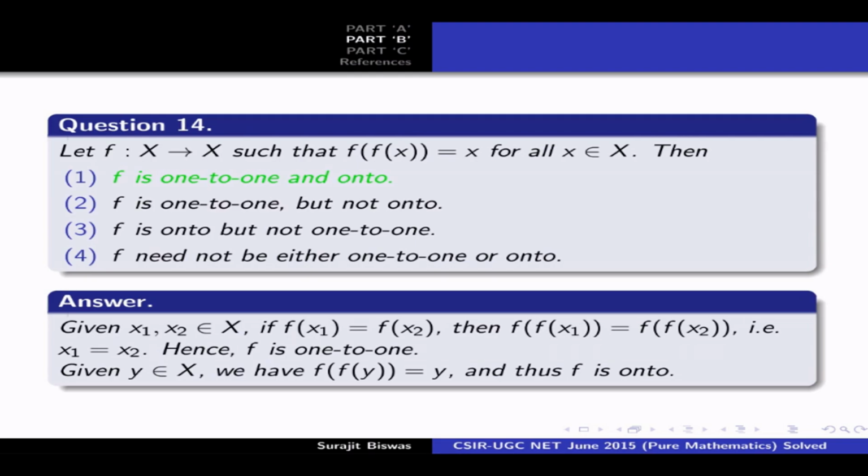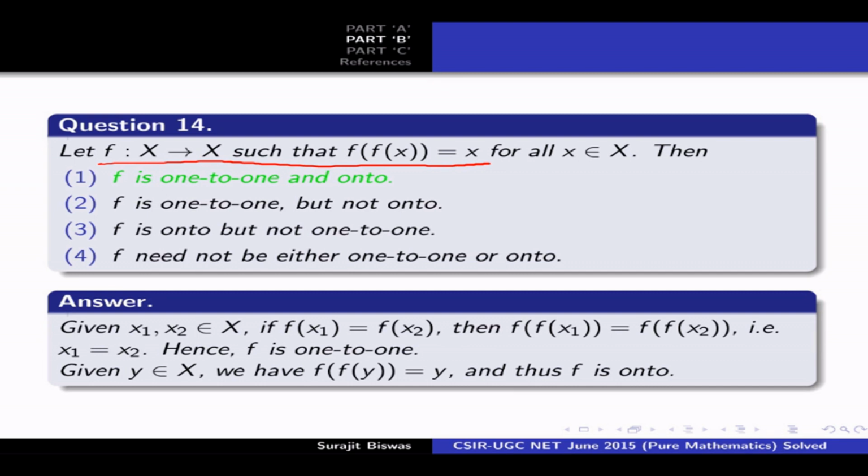Okay, so the first problem of part B is question number 14. Let f: X → X be such that f(f(x)) = x for all x in X. Then we have to find out whether f is 1 to 1 or onto or both.